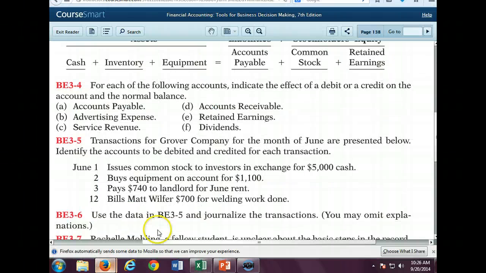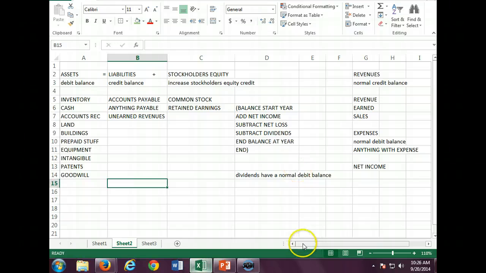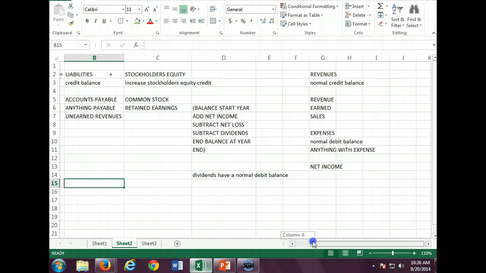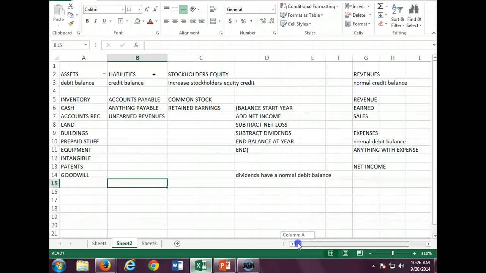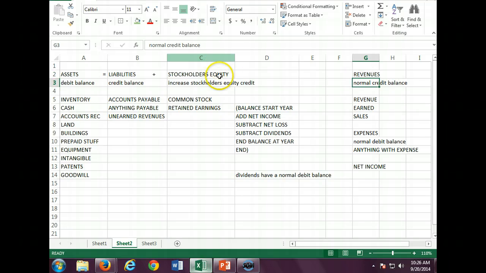Advertising expense. Okay, advertising expense is really part of stockholders' equity. It's really an income statement item. Revenues increase stockholders' equity. Let's look at that. Stockholders' equity has a normal what? Credit balance. So when revenues come in, we're going to increase stockholders' equity, which is a credit.